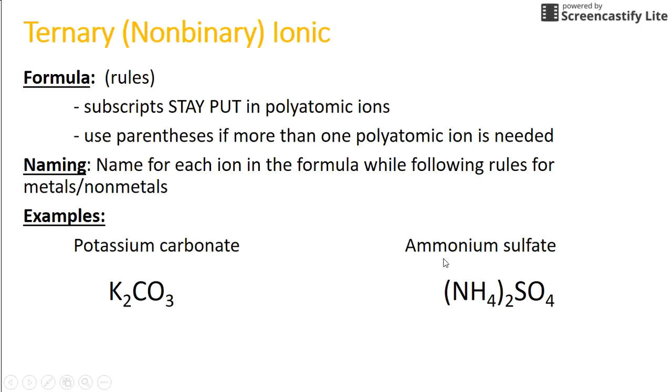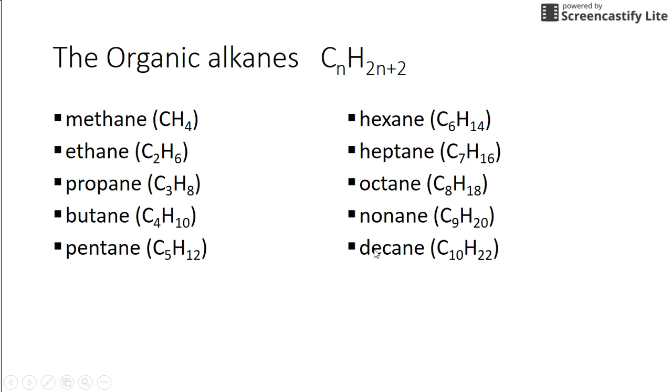Ammonium sulfate. Ammonium is plus 1. Sulfate is minus 2. It's on that list. So you would need 2 plus 1s, 2 ammoniums to equal the 1 sulfate, SO4. Those are just some more examples. All right, so that's a real quick go around.